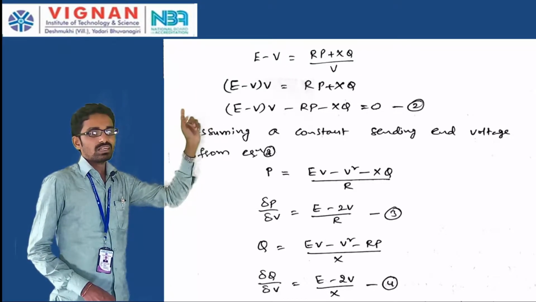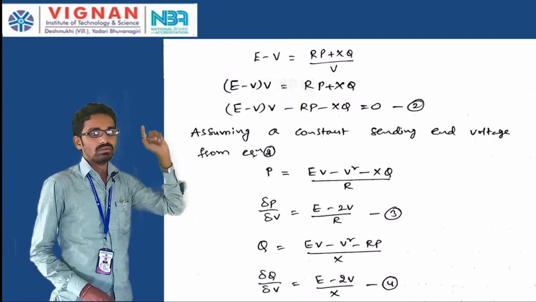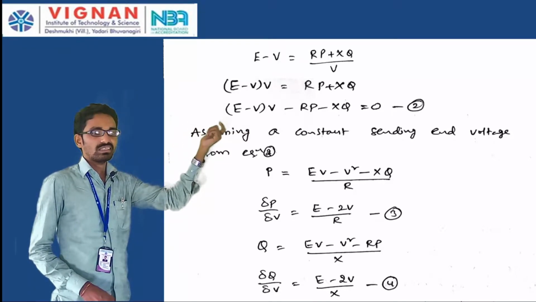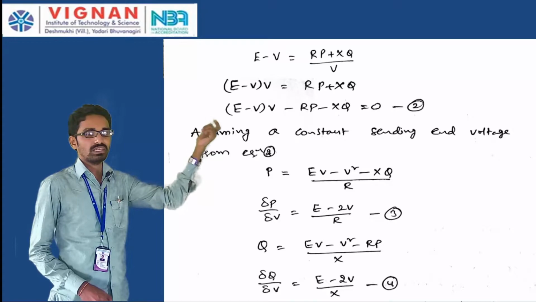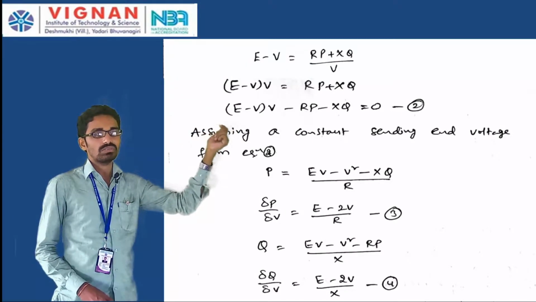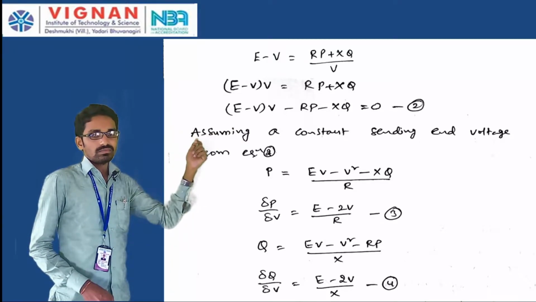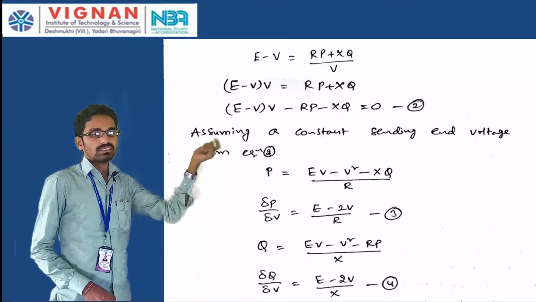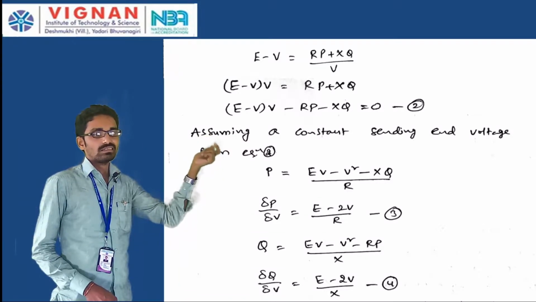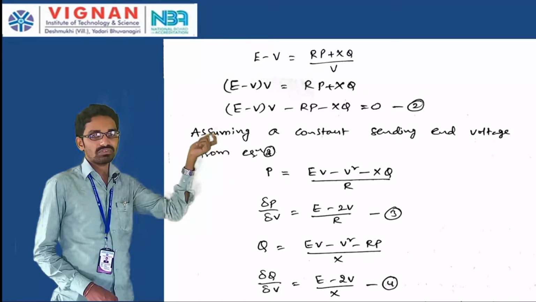Just cross multiply: (E minus V) into V equals R P plus X Q. Bring R P plus X Q to the left hand side and you get equation 2, that is (E minus V) into V minus R P minus X Q is equal to 0. Now consider that the sending end voltage is a constant, and then consider equation 2.